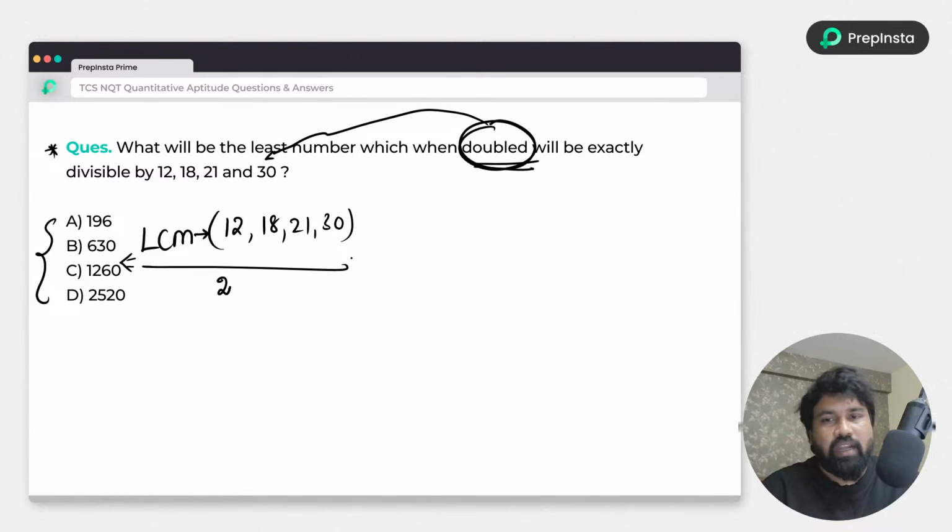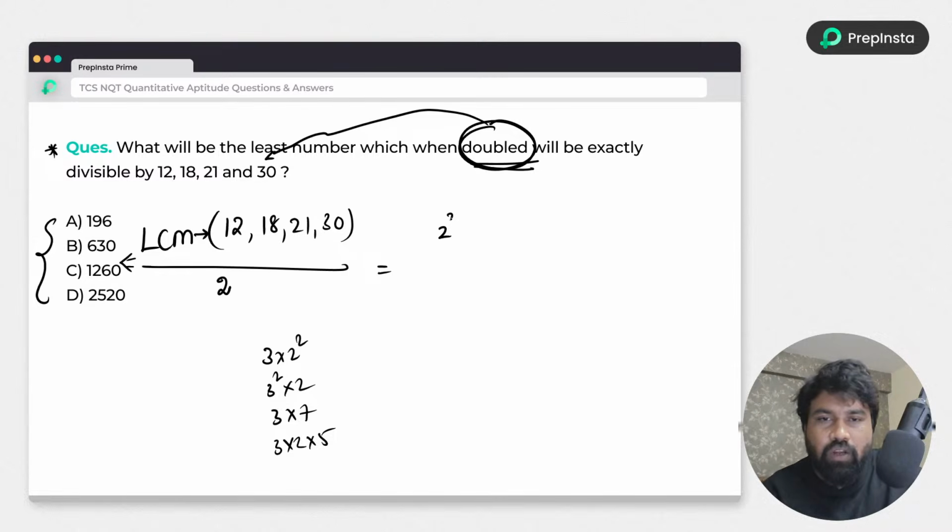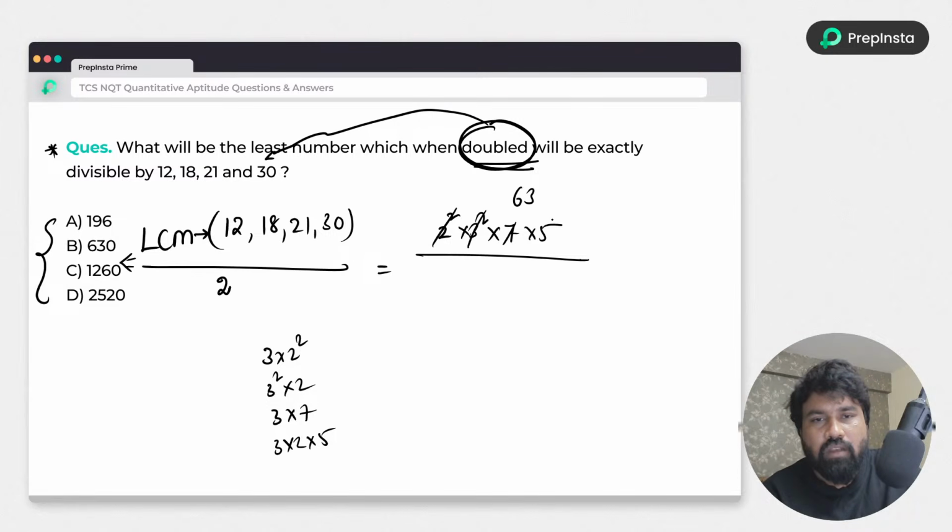So 12, 18, 21, 30, what is the LCM? 12 is simply 3 into 2 square. 18 is 3 square into 2. 21 means 3 into 7 and 30 means 3 into 2 into 5. So the LCM will be 2 square into 3 square into 7 into 5, which is 1260. Divided by 2, right? Half. So 2 will cancel, and 63 times 10 gives 630 as the calculated value.